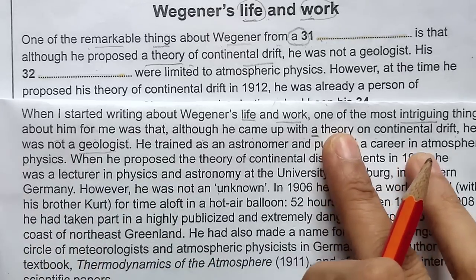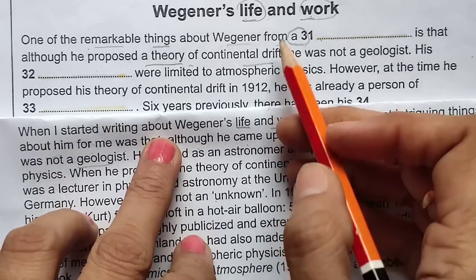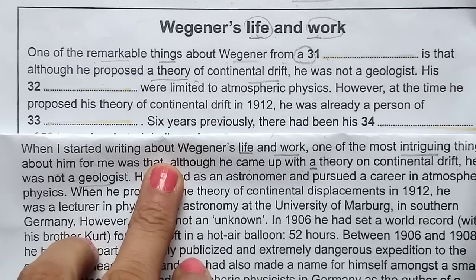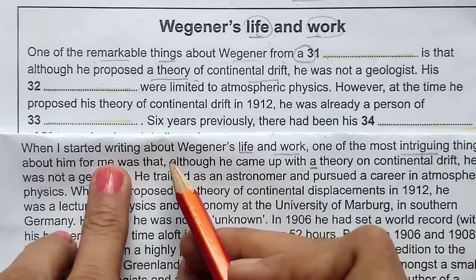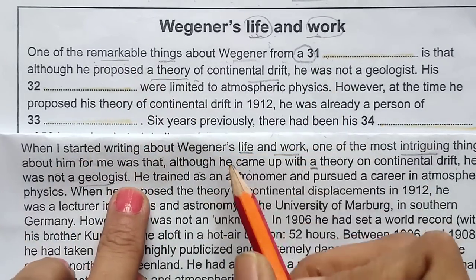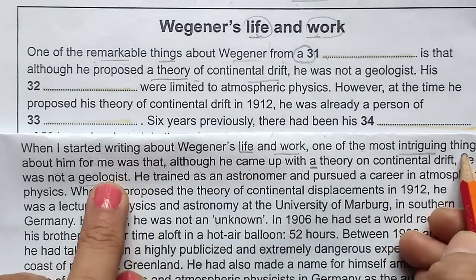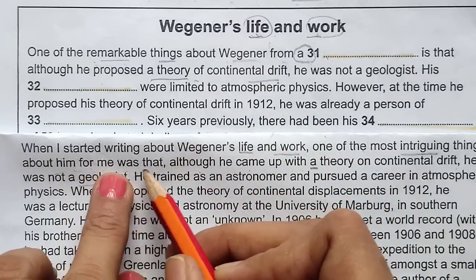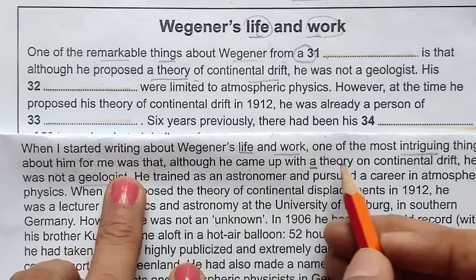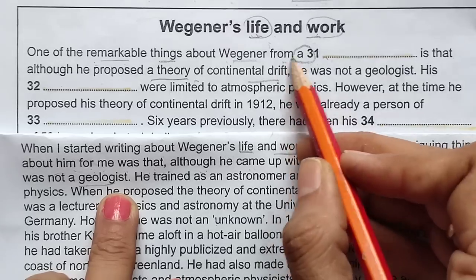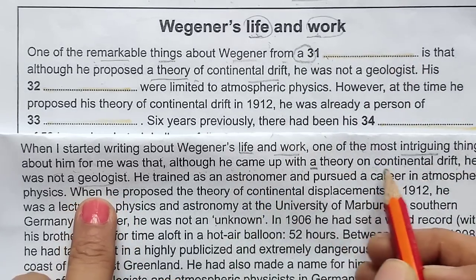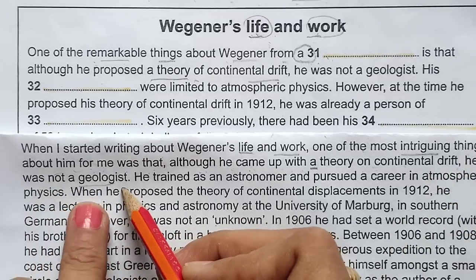So I am showing the paragraph from where we can find the answer, life and work. See this, all keywords are matching, that's why I am doing it from life and work. And one of the remarkable things, so one of the most intriguing things about him, meaning Wagner, for me was that although he came up with a theory on continental drift, he was not a geologist.